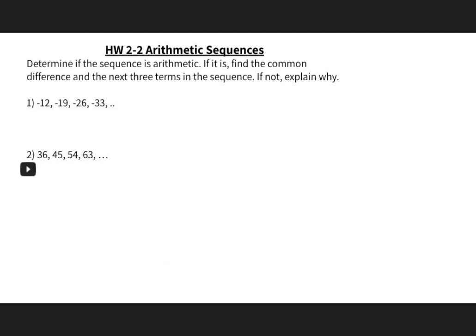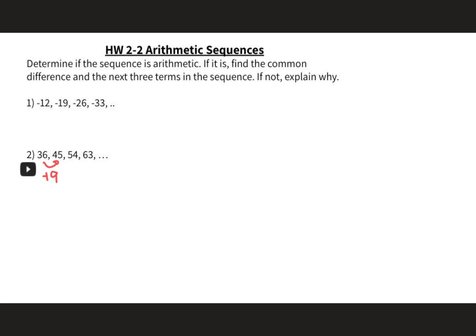All right, so now let's take a look at some of the homework problems. So in this set of problems, we're determining if the sequence is arithmetic. If it is, we're finding the common difference and the next 3 terms, and if not, explain why. So looking at number 2, it seems like this is an increasing function, so we want to see what we need to add to get to 45. So to do that, we can do 45 minus 36, which is 9. So it looks like we add 9.